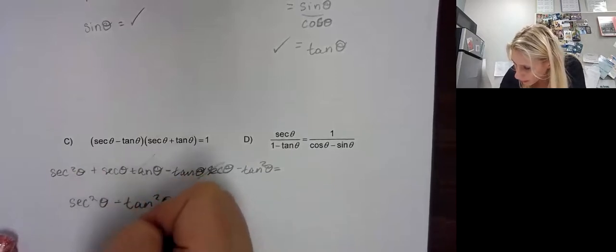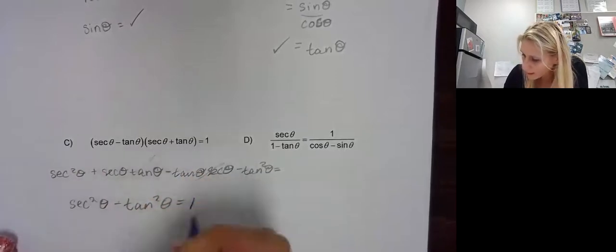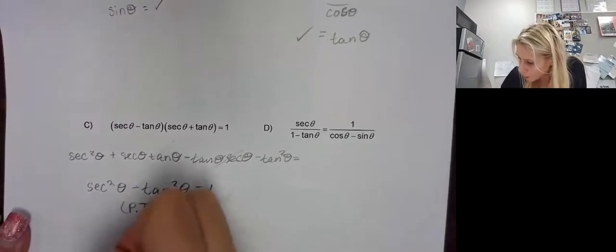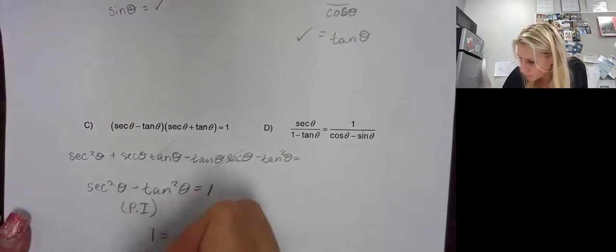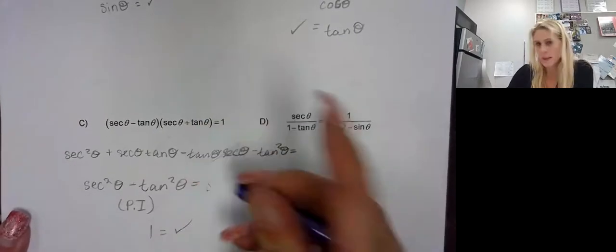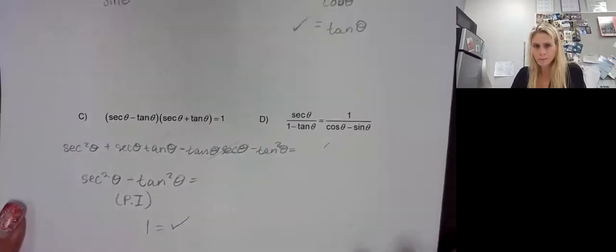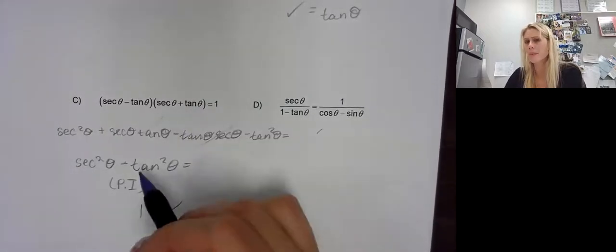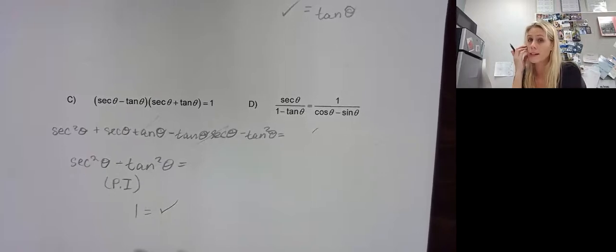squared theta equals 1, and I know from one of my Pythagorean identities, I get 1 equals 1. Well, I guess I could have checked that out. There we go. Let me do it that way. There we go. Again, knowing that I can identify this step into this by saying Pythagorean identity.